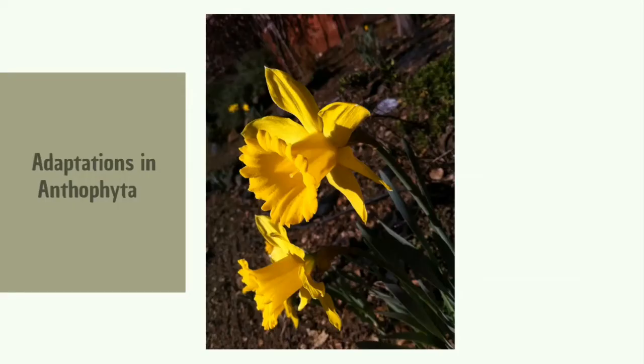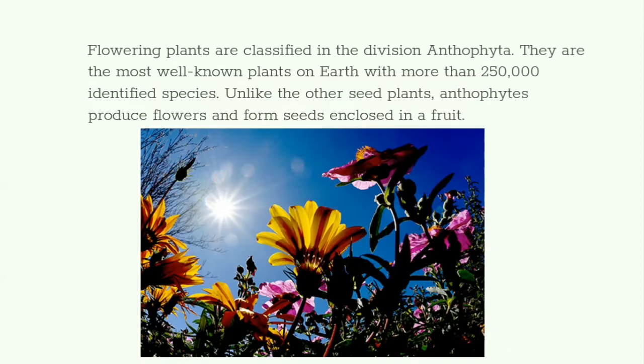Adaptations in Anthophyta. Flowering plants are classified in the division Anthophyta. They are the most well-known plants on Earth, with more than 250,000 identified species. Unlike the other seed plants, anthophytes produce flowers and form seeds enclosed in a fruit.